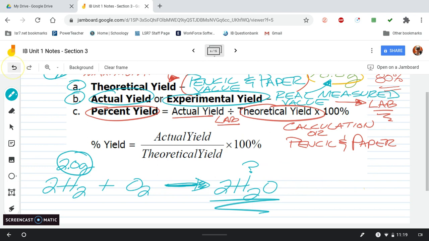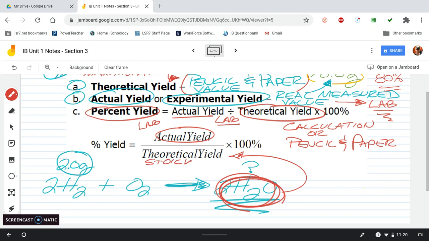Now, if we want to see how this works in real life, well, we then are going to go ahead and do this in the lab, and we're going to measure the water we collect, and then that's going to go up here in the actual. So the actual is going to be the lab value, and then that theoretical, we're going to get that by doing some stoichiometry, right? So I think that might help you out.